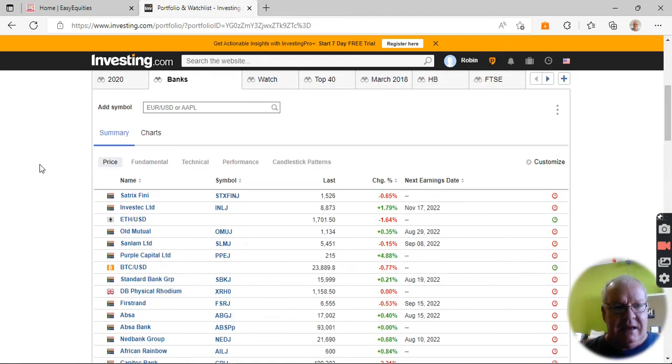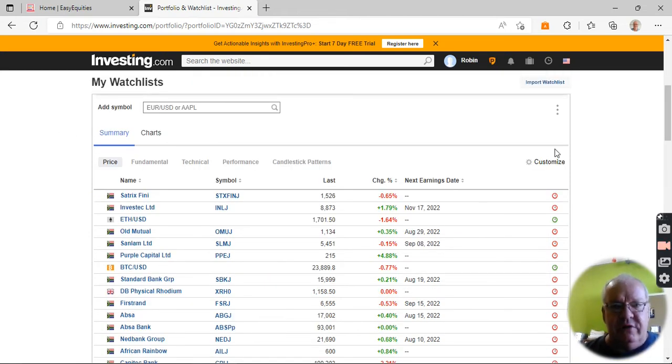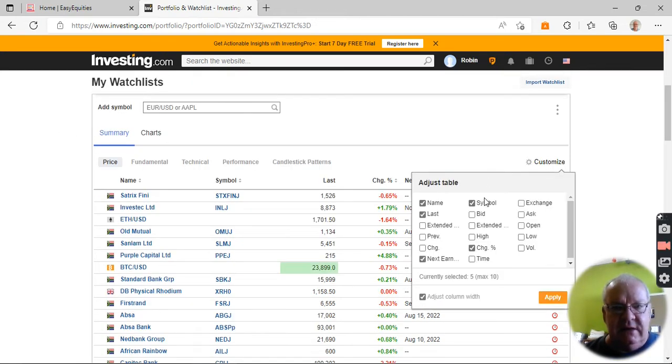So let's look at the banks. And you'll see, first of all, on the right here, there's a little button. You can customize this. You can have the highest price, the previous price, the bids, the open. I don't understand half of these things.